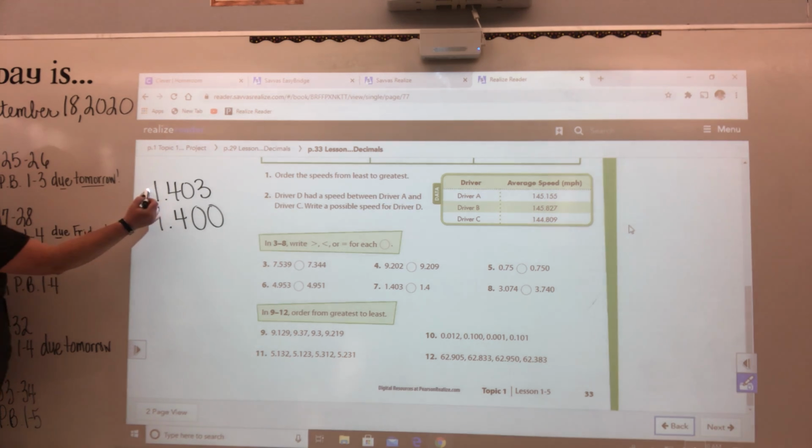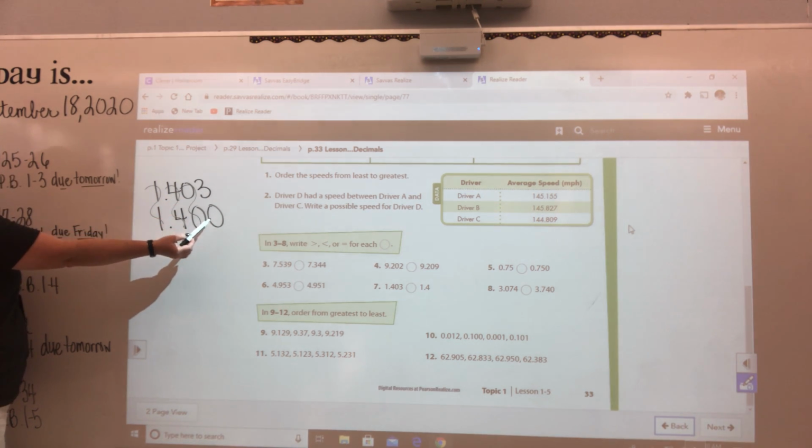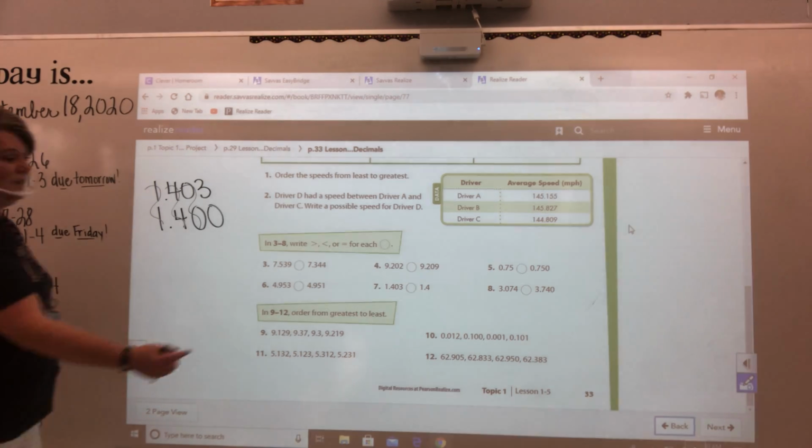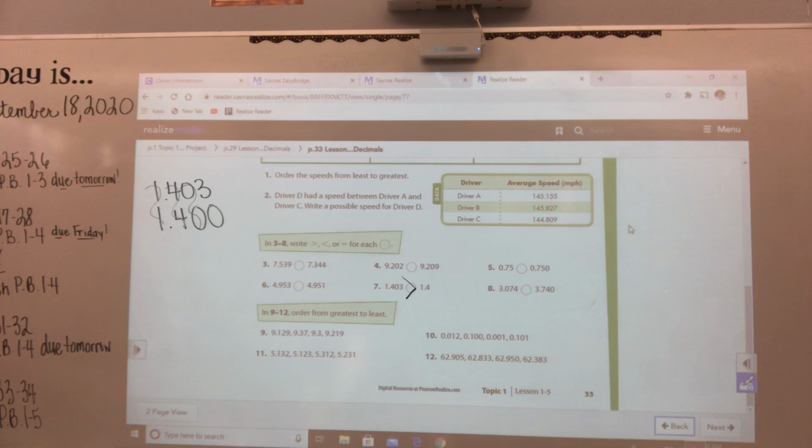So let's start comparing. What do you know about 1s to 1s? What do you know about 4s to 4s? What do you know about 0s to 0s? What do you know about 3 to 0? Which one's bigger? The 3? So that's this side. So open your big mouth that way. Okay, you can do this. Say, yes, I can. Yes, I can.